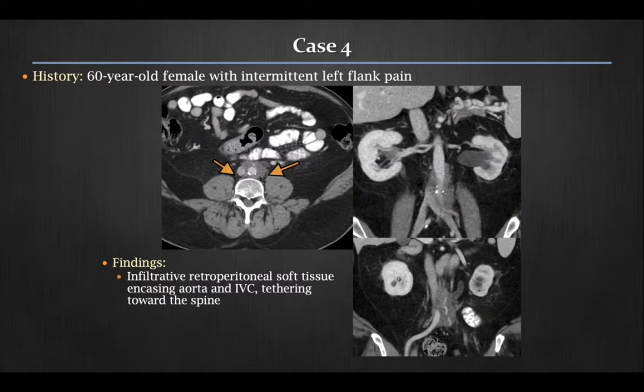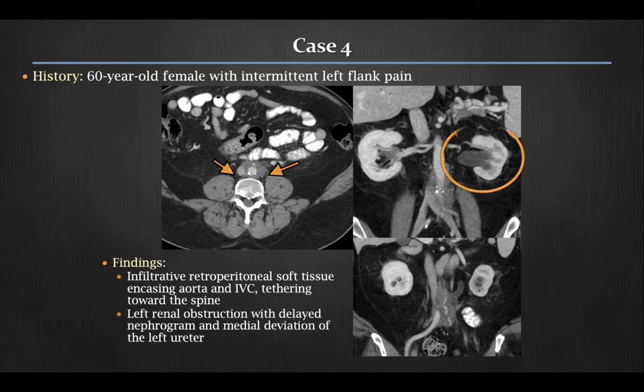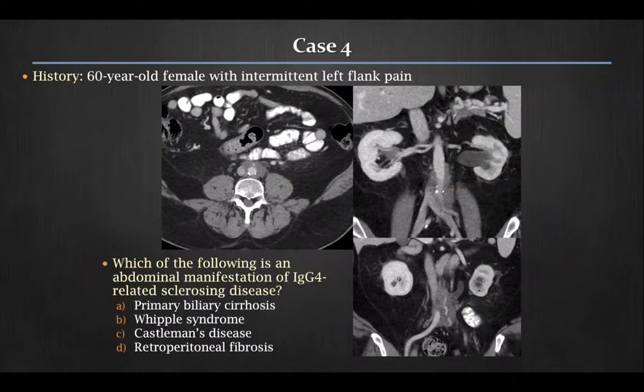This patient had infiltrative retroperitoneal soft tissue that was encasing the aorta and IVC and pulling both vessels toward the spine. You'll also notice on the coronal images that the left ureter is deviated medially toward the spine, and there's asymmetric left renal collecting system dilation and an asymmetrically delayed left nephrogram. And on the upper right-hand image, hard to tell without scrolling through this, but there was similar soft tissue in and around the peripancreatic region.